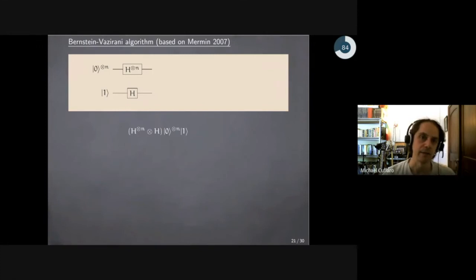Okay, so let's look at the quantum algorithm for solving this problem. This is the Bernstein-Vazirani algorithm, and again, I'll be basing the presentation loosely on Mermin 2007. Now in the quantum algorithm, we begin with n plus 1 qubits, and n of them are initialized in the 0 state, and one of them is initialized in the 1 state. I guess in a way that contradicts what I said before, where we want to initialize everything to 0, and that's okay.